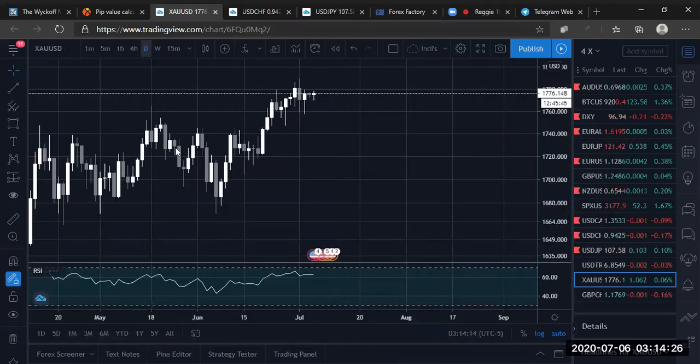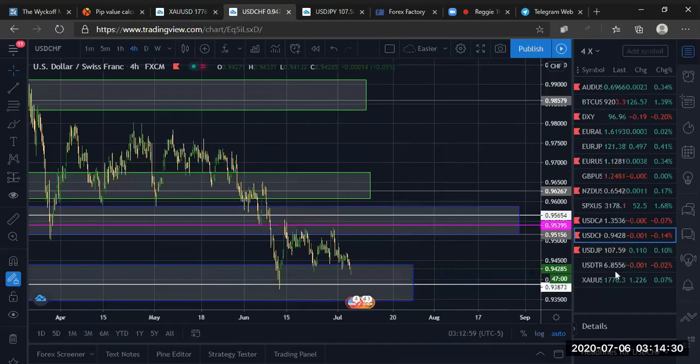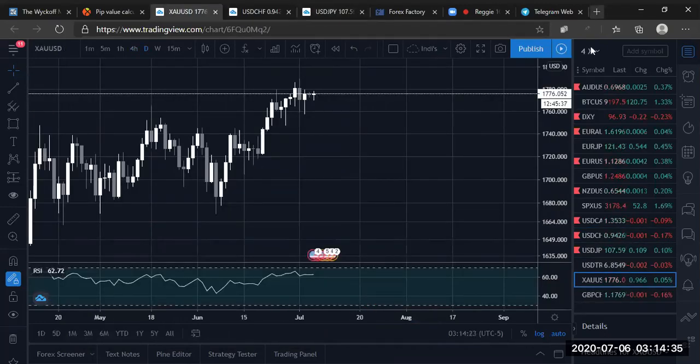Gold is also a different beast, kind of like SPX. I'm not gonna really get into gold. And leave that there.